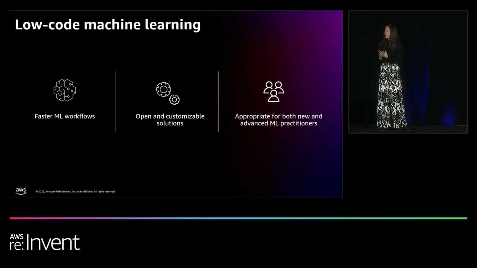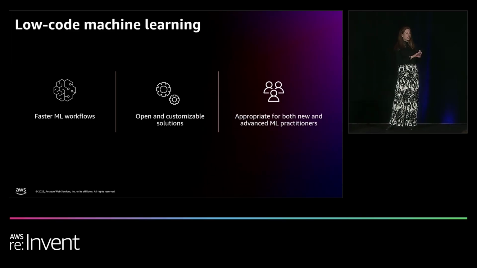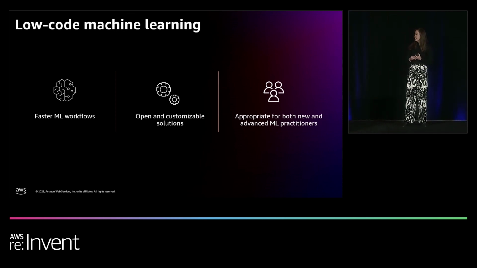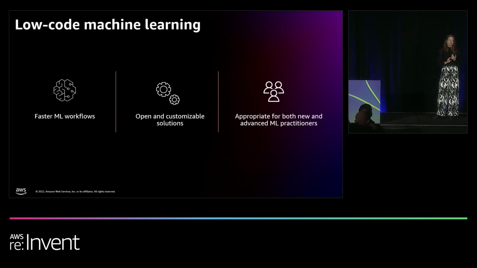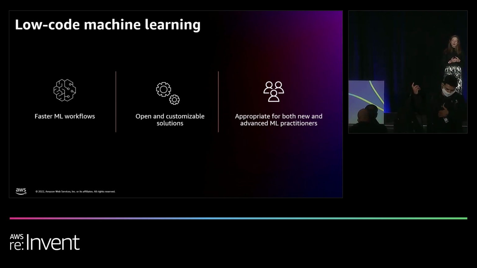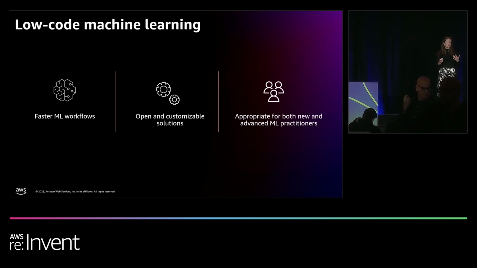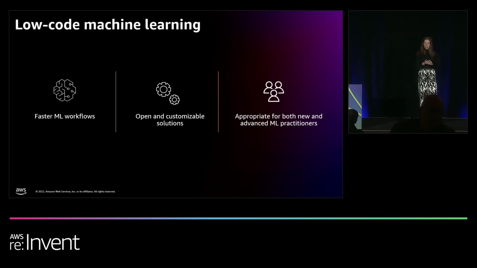So just to wrap things up, quick reminder about low-code ML. We spoke through 3 tools today, all live within SageMaker Studio. Talked about Data Wrangler for data preparation, Autopilot for model building, training, and tuning, and JumpStart for using pre-trained models and solutions for deploying those models. The whole goal of these low-code machine learning tools is to help you move faster with your ML workflows, and they're open and customizable, so they're really appropriate for both new and advanced ML practitioners.